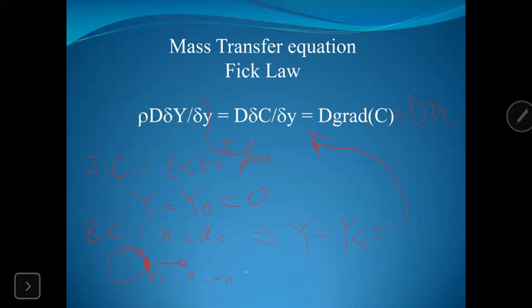At x equal x max, Y equals Y of the ambient medium, which is equal to 0, because the mass fraction at the ambient environment far from the droplet is equal to 0. There is no vapor, no mixed vapor; there is air, so it becomes 0. So at the surface it is the surface mass fraction, and far from the droplet it is the ambient medium, which is equal to 0. We use these boundary conditions.